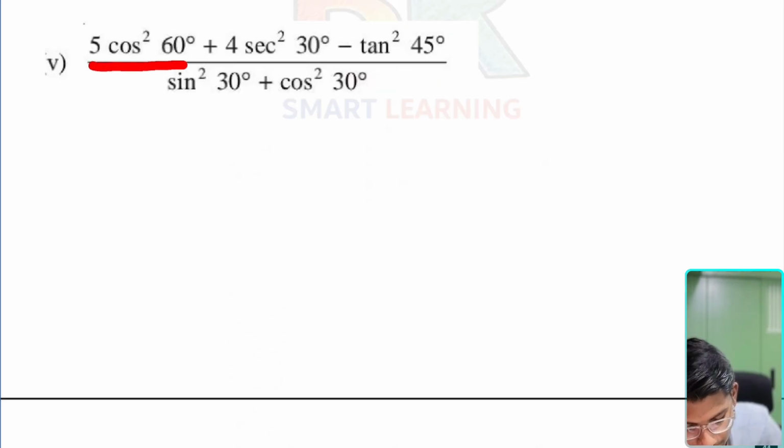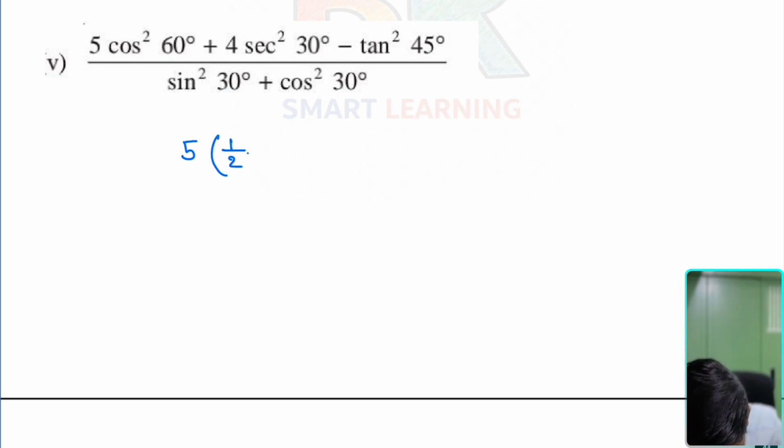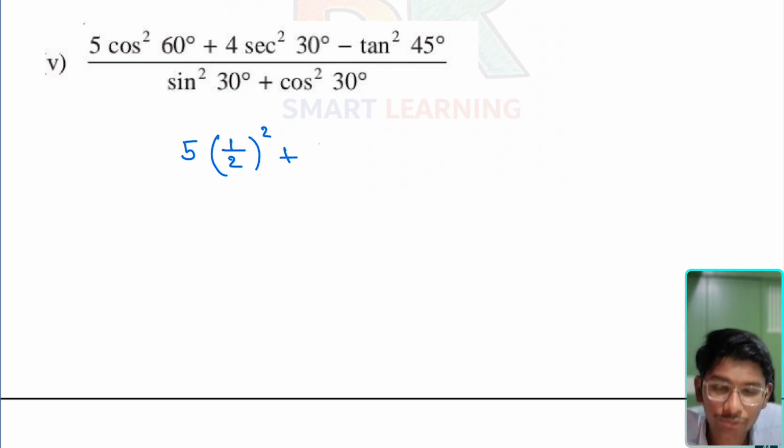5 cos square 60 plus 4 secant square 30 minus tan square 45 divided by sin square 30 plus cos square 30. This question is also very easy. 5 into, what is cos 60? It is 1 by 2 and whole square plus 4 secant square 30.